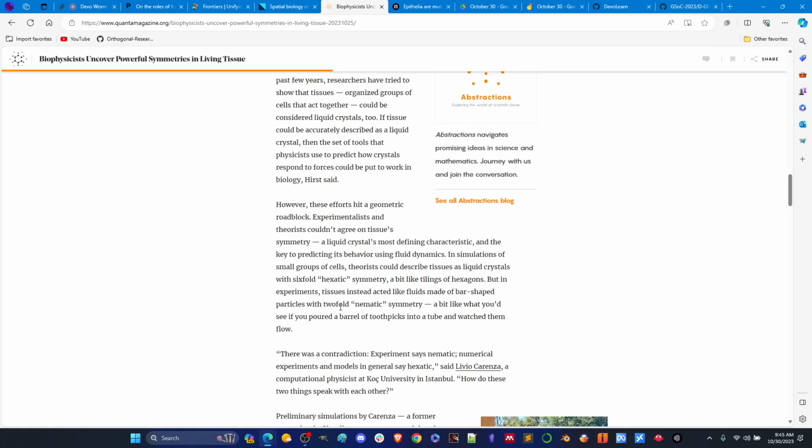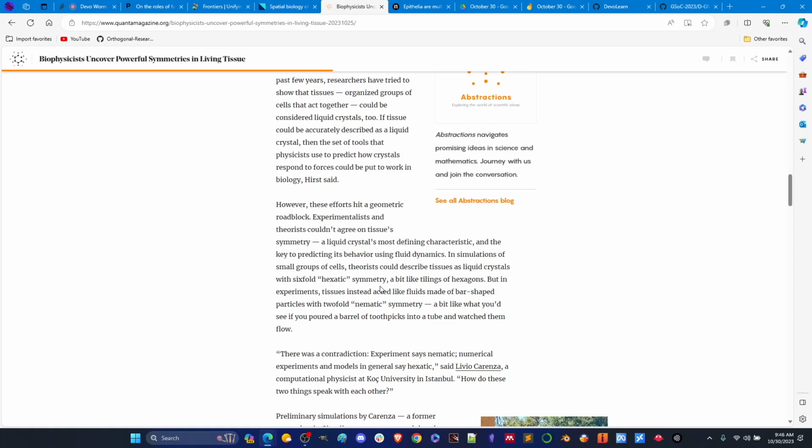So this is where you have a nematic symmetry. It's kind of like where you have little bars, like if you see bacteria, kind of grains of bacteria. They're long and thin, and they orient themselves in that way. That's the kind of symmetry. So there's this nematic symmetry, which is the twofold symmetry, and then there's this hexatic symmetry, which is the sixfold symmetry. It's a bit like if you poured a barrel of toothpicks in a tube and watched them flow. That's what nematic symmetry is.